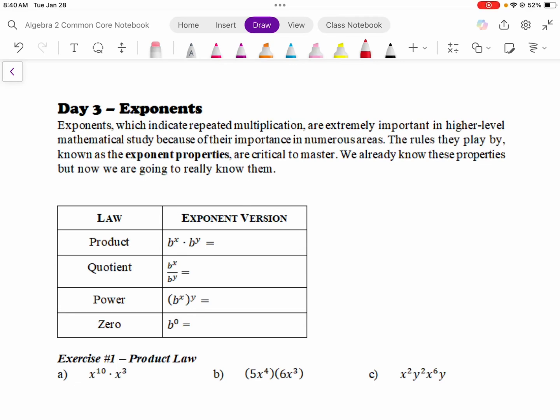Okay, I made this video because I'm not here in class today. The good thing is that day 3, exponents, you already know how to do. So this should go pretty fast, and you should be able to finish the homework before you walk out of the classroom today.